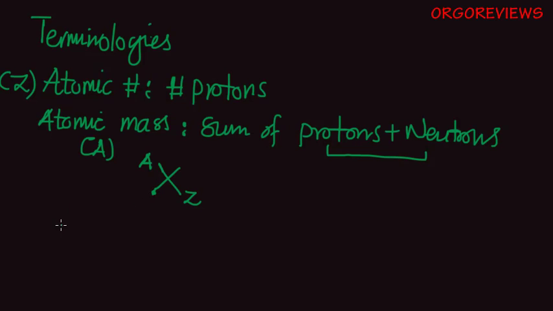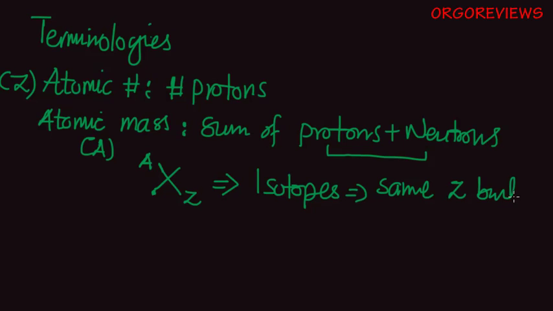Now, there's another interesting thing that we realize, that a lot of these elements have what we call isotopes. So what are isotopes? Isotopes are the variations of the same element that tend to have different mass numbers. So they do have the same atomic numbers, but then the mass number is different. So what do we mean by that? So isotopes, let's define this, have the same atomic number, so same Z, but different atomic mass, different A.